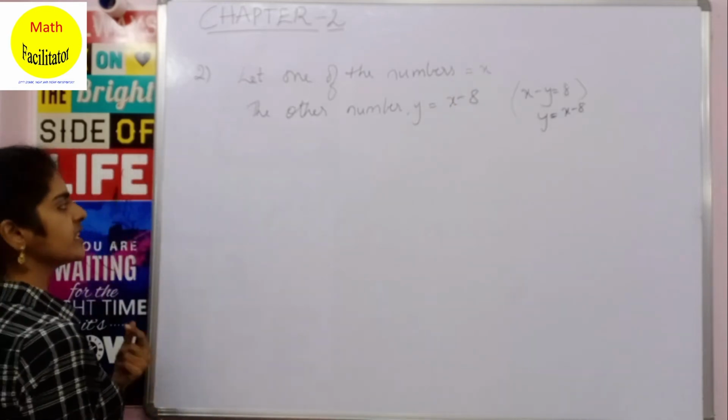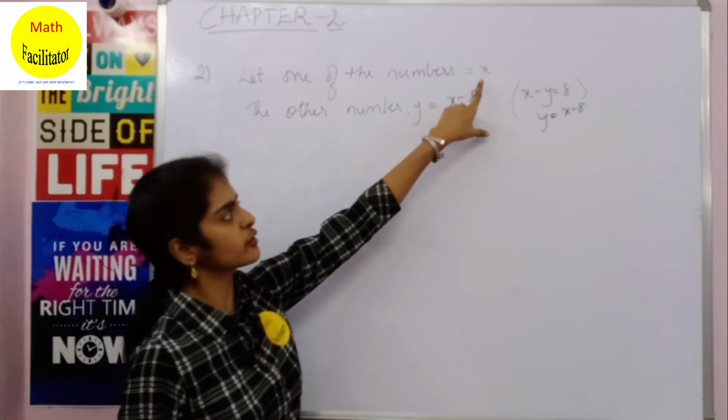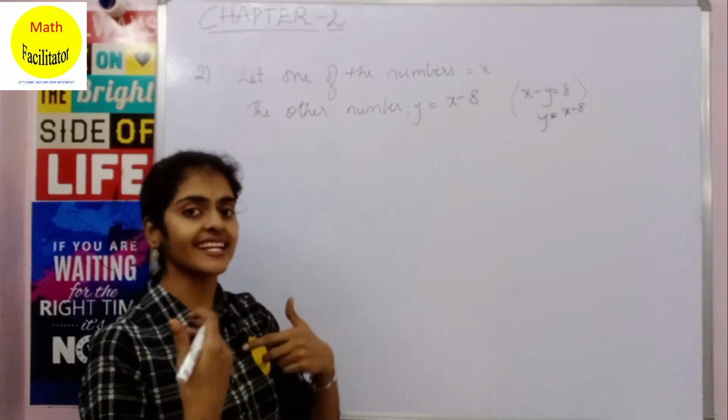Clear? Now they are saying that if 2 is added to the bigger number, then it is thrice the smaller number.